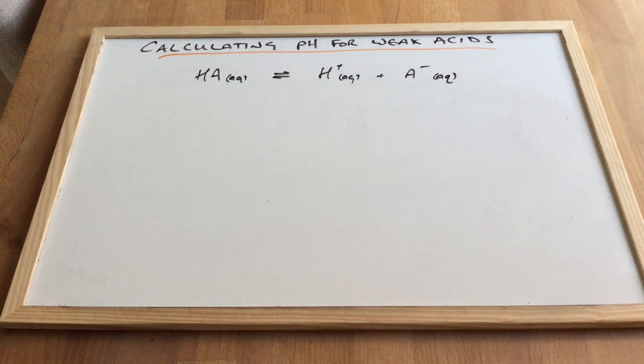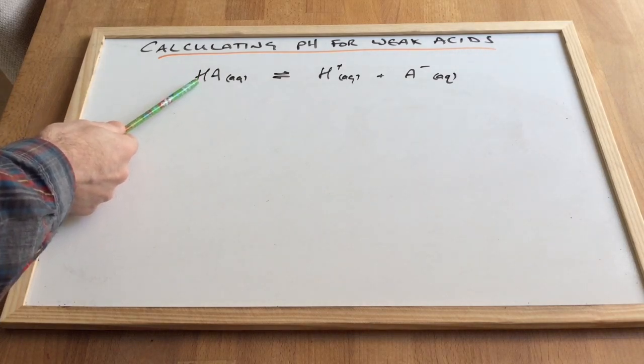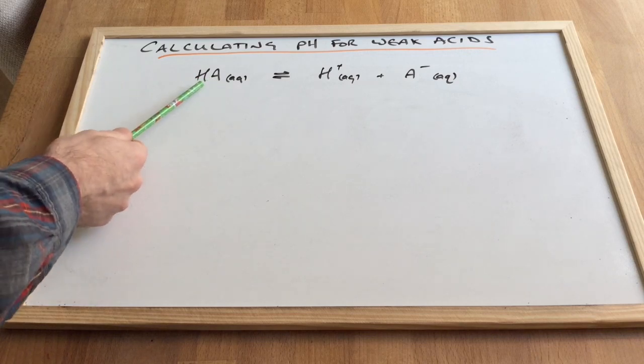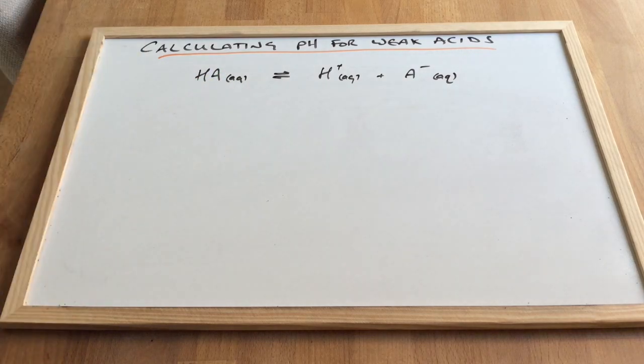In this video I'm going to look at how to calculate the pH for weak monobasic acids. So we've got the generic formula here for a weak monobasic acid, HA. If you remember, monobasic just means the acid donates one proton.